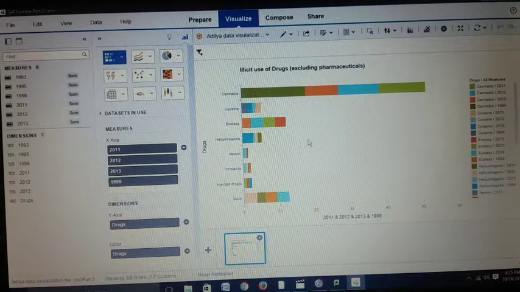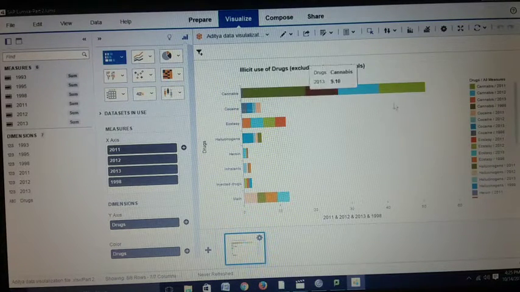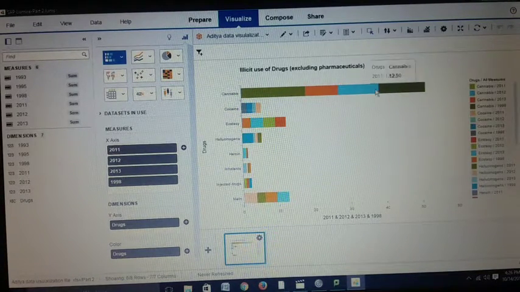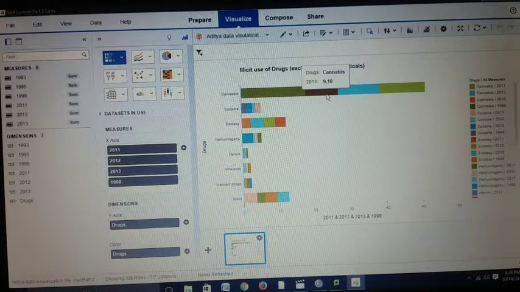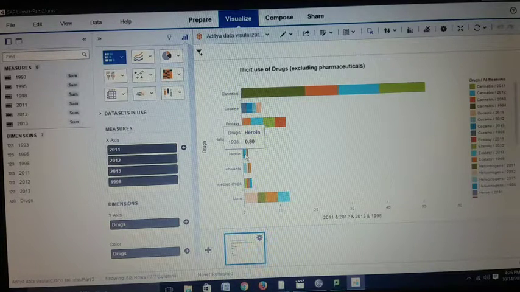And this chart is for the years 1998, 2013, 2012, 2011. The use of cannabis in 1998 was the highest, that is 17.90, which further decreased in the year 2011 to 12.90. In the year 2012 it was 11.30, and in the year 2013 it was the minimum at 9.10. This shows that the use of cannabis has decreased over time, and the drug which was used the least in this span of years was heroin, which was minimum in 1998 with 0.80.